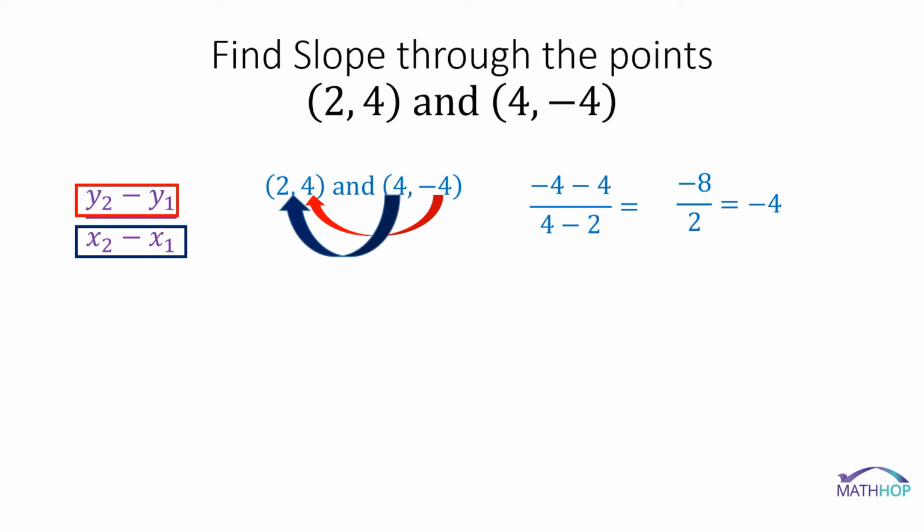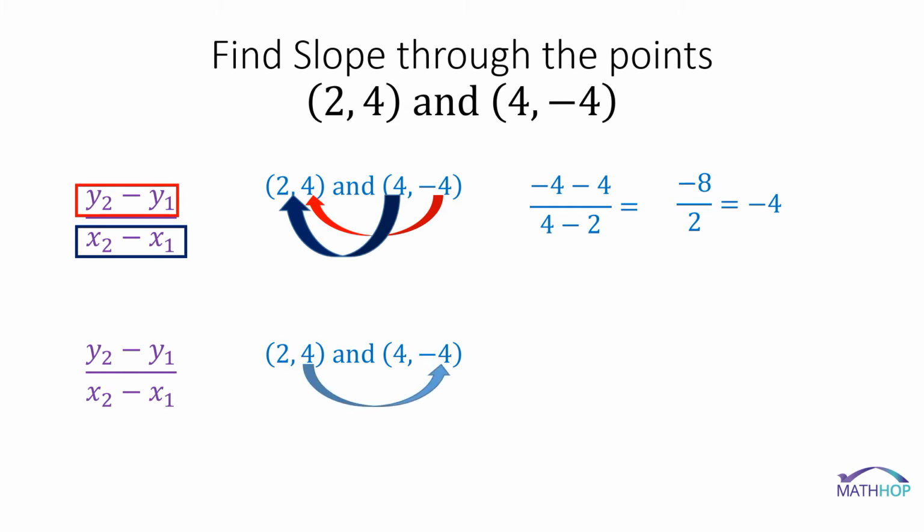Okay, I said it did not matter which point we labeled x1, y1 and x2, y2. So let's flip it. Let's do this again, but let's label this x1, y1 and this x2, y2. So change in y now, y2 minus y1, is 4 minus negative 4. And x2 minus x1 is now 2 minus 4. So 4 minus negative 4 over 2 minus 4 is positive 8 over negative 2, which still gives us negative 4. Remember, a positive divided by a negative is negative. Negative divided by a positive is still negative.